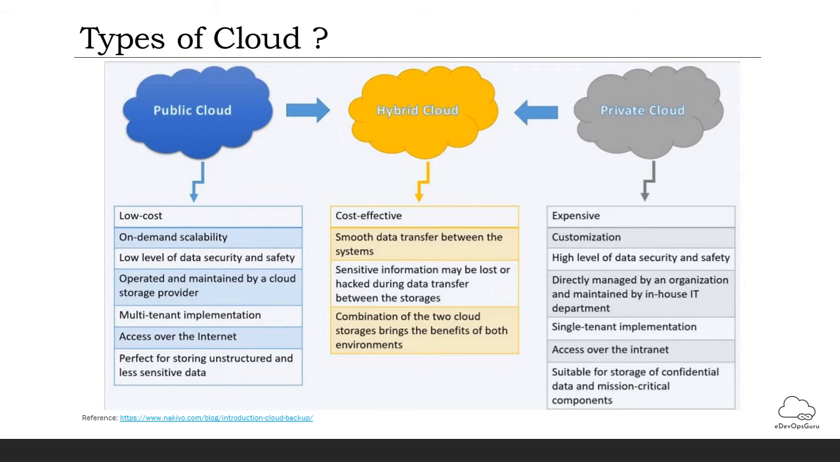Now we will discuss different types of clouds. There are three types of clouds. The first one is the public cloud, the second one is the private cloud, and the third one is the hybrid cloud. In the public cloud, third-party service providers make resources and services available to their customers via the internet. Customer data and related security is with the service provider.